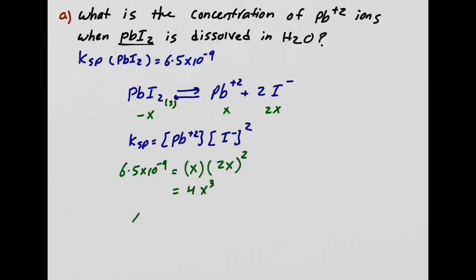So if I calculate the value for x, what I would get is 1.2 times 10 to the minus 3. That is my molar solubility. So far, so good. Again, this is a 1-to-1 ratio for Pb plus 2. So this would be the answer.